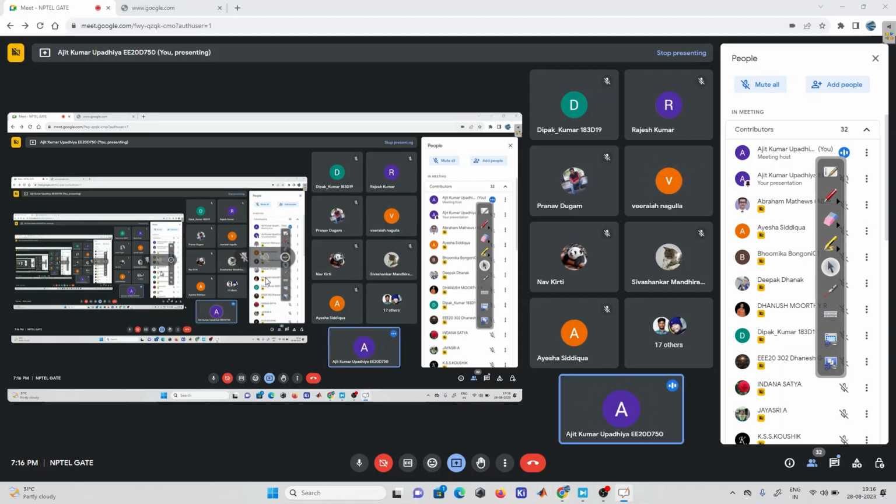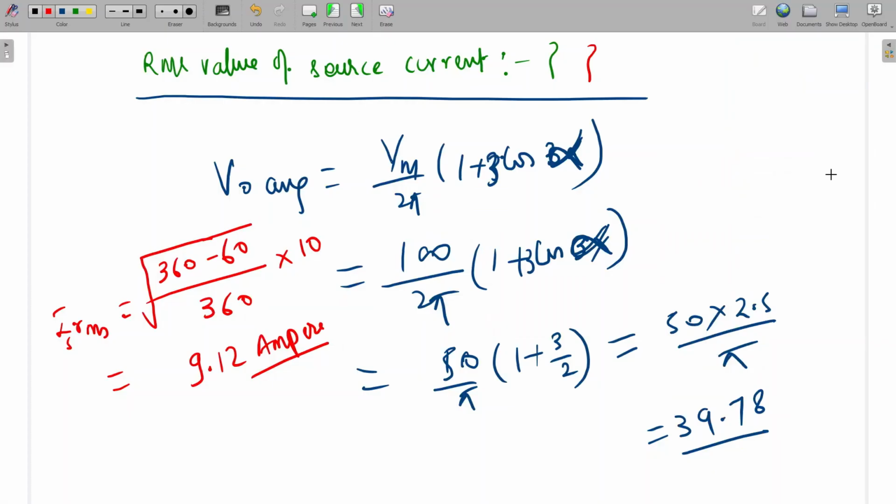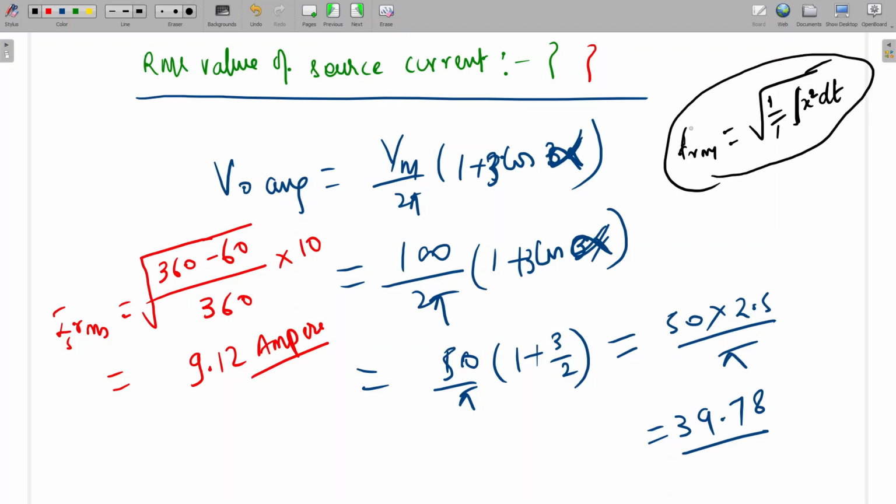Can anyone tell the basic formula for RMS calculation of any function? For RMS current calculation? Sir, 1 over time period integration of the square of the signal over the time period. Okay, this will be the formula. With this also you can calculate. Okay, so the source current waveform will be like this one. It is 0 for 60 degree duration. Again it is coming minus.